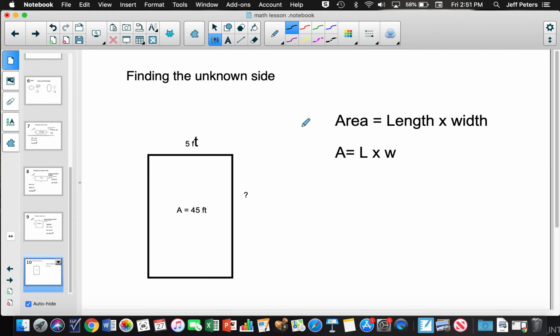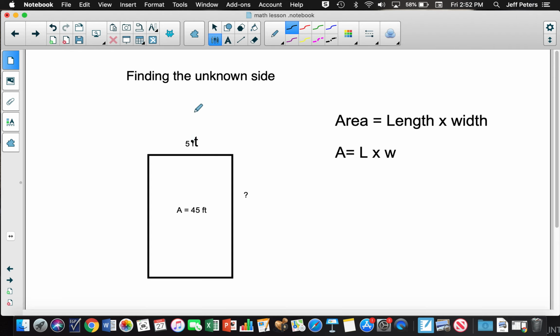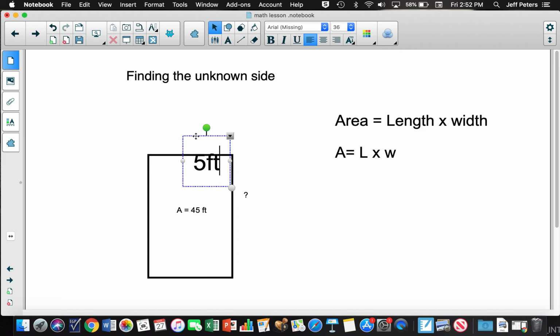This time we're working with area. So again, with finding the unknown side. This time they give us an area of 45 feet. They give us one of our lengths as 5 feet, and we have a missing length in here.